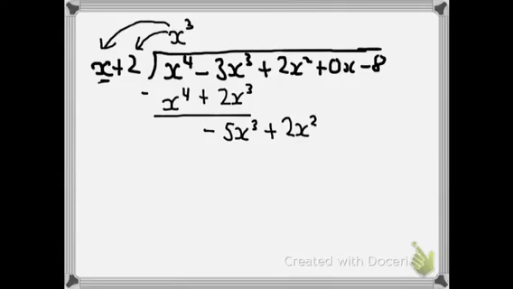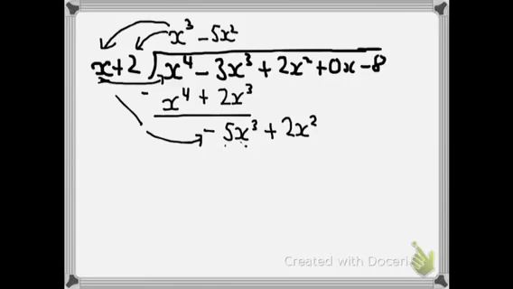Now, the same way that we divided the x into the x to the power of 4 to start with, we now divide the x into the negative 5x cubed. So we divide the x part of x plus 2 into the negative 5x cubed. Negative 5x cubed divided by x is negative 5x squared.